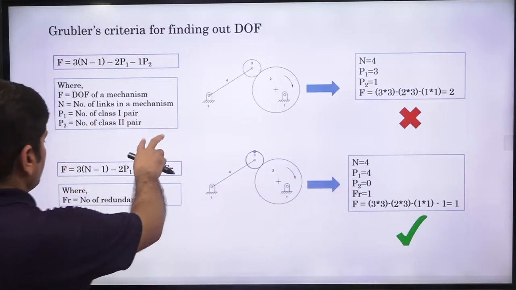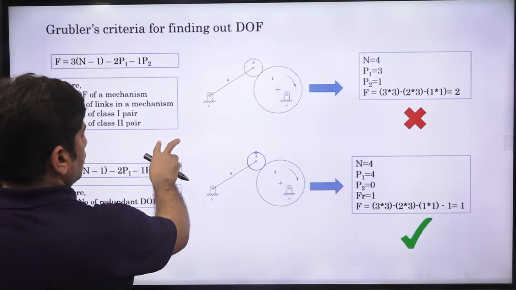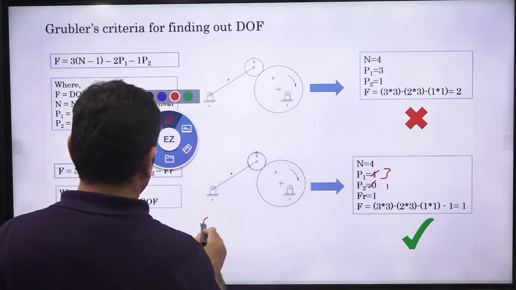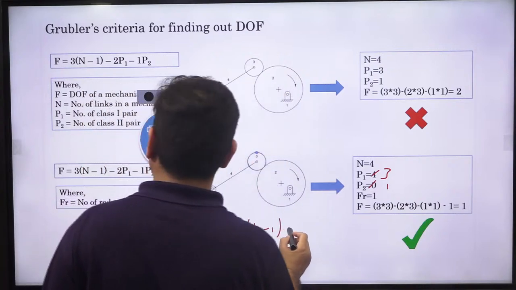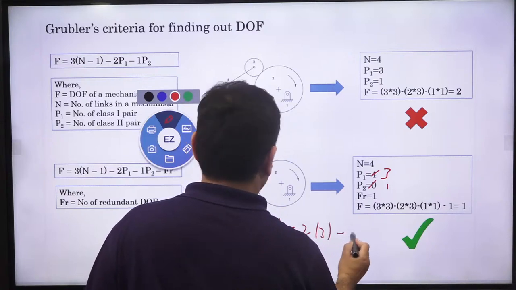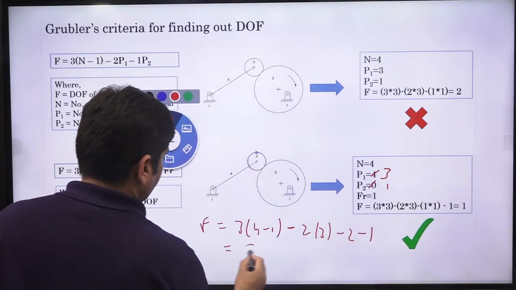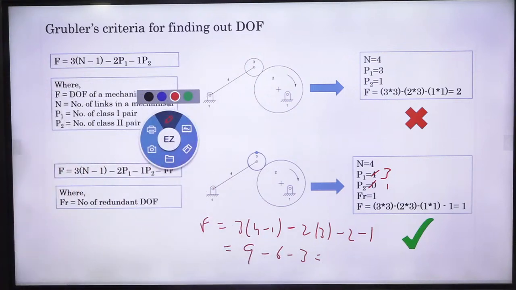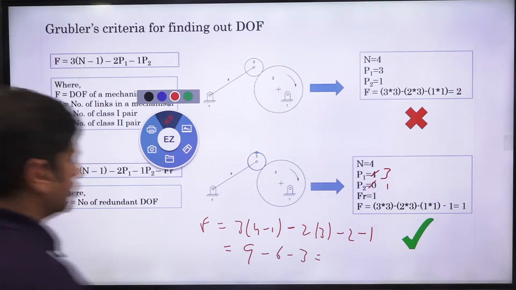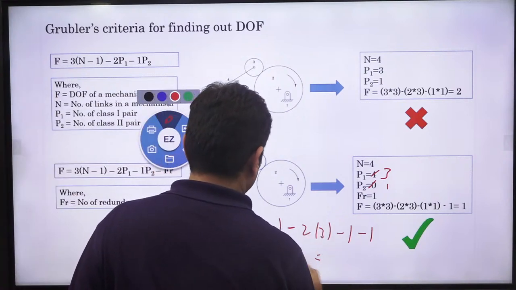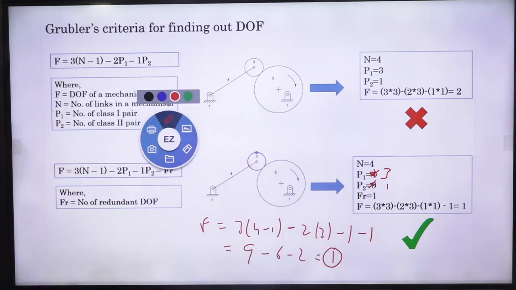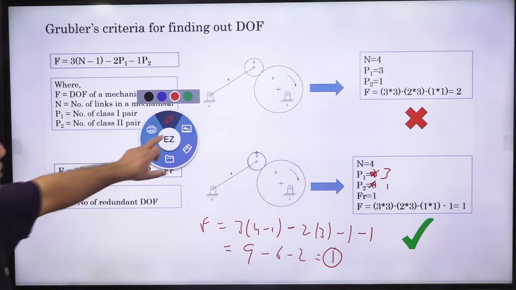Find out what is the formula coming. So let's take lower order pair 3 and higher order pair 1. What is the formula coming? 3 into 4 minus 1, 4 links minus 2 into 3 minus 2 minus 1. How much are we getting? 9 minus 6 minus 3. So no, that is not coming. 6 minus 2 into 1, sorry, 1 into 1, not 2 into 1. This is 1, so this is 2. Yes. Please update this in your copy. This is the same example which we did, exactly the same question which we did just now.